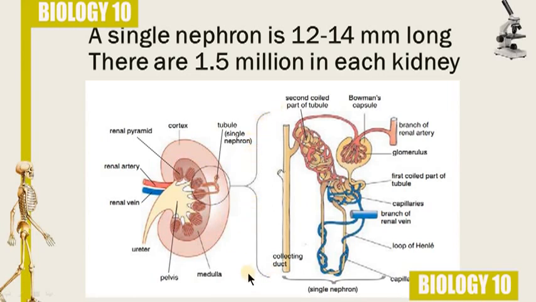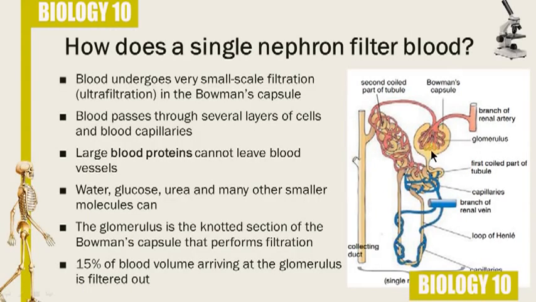Here is an enlarged version of the blood supply. This section is the Bowman's capsule. This is where small-scale filtration takes place. It is known as ultrafiltration. Blood passes through several layers of cells and blood capillaries. Large proteins cannot leave the blood vessels, but water, glucose, urea, and other small molecules can. They are forced out. 15% of the blood arriving at the glomerulus is filtered out.